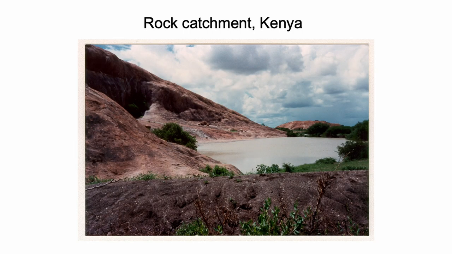External catchments can be created from natural features in the landscape itself. For example, rocky outcrops provide runoff and can hold the water when a stone barrier or a low dam wall is constructed. This is a common system in eastern parts of Kenya.